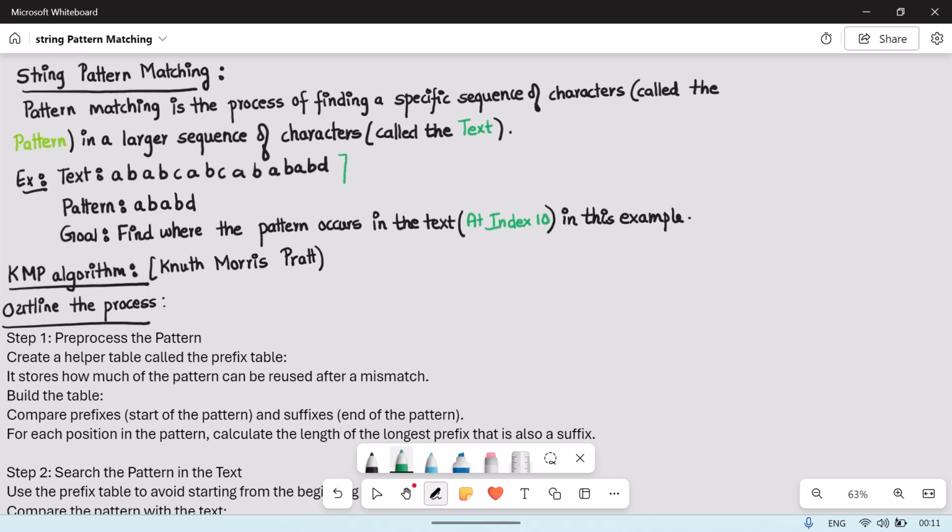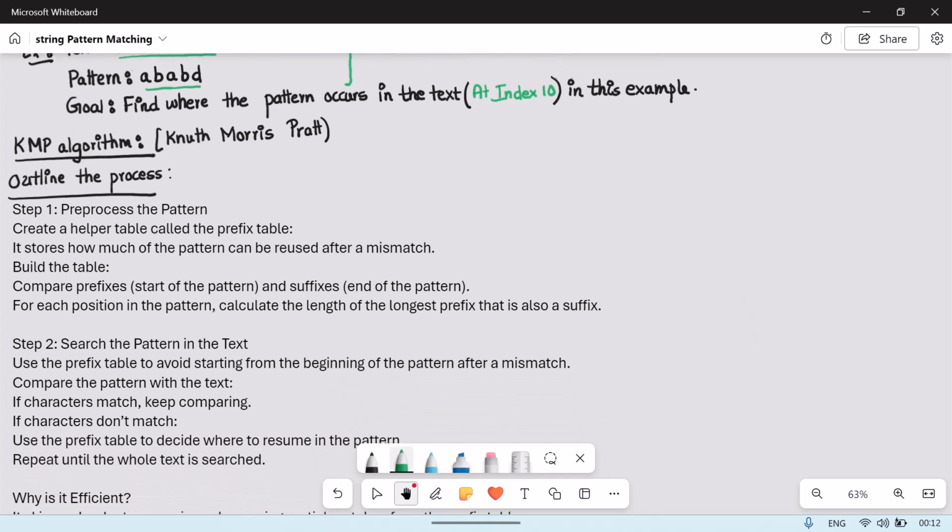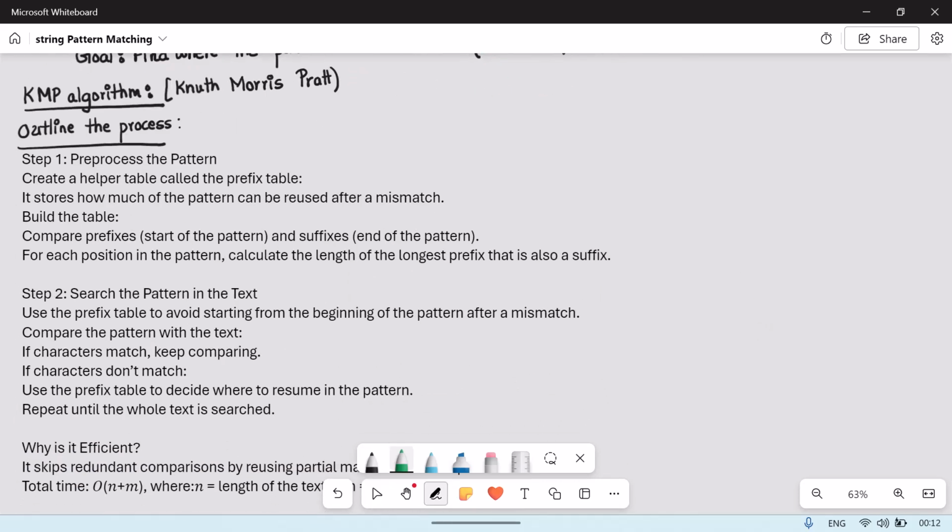Here I have given you an example. Suppose the text is a b this one, and the pattern is a b d. Your goal is to find whether a b d is present in this text or not. String pattern matching is all about that: finding a specific sequence of characters, that is your pattern, in a larger sequence of characters called the text. Four algorithms are there in your syllabus to do string pattern matching, and in this video I'll be talking about the KMP algorithm.